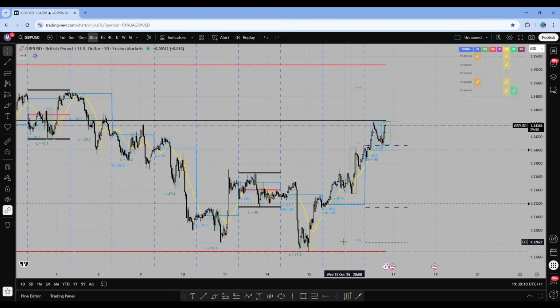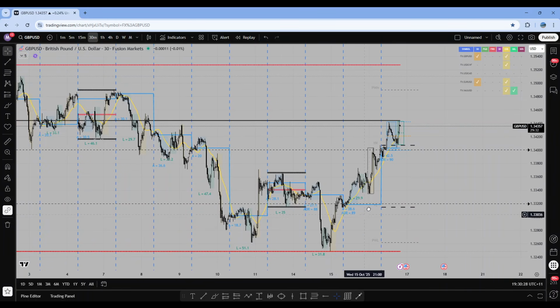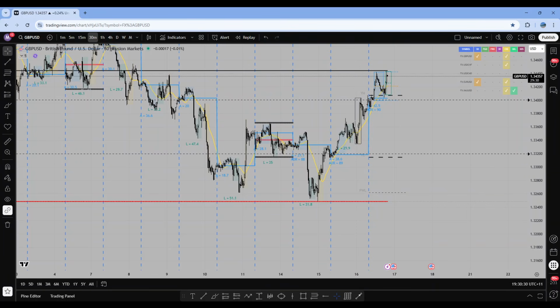In this video I'm going to show you how I caught a nice scalp on the British pound using the 3-day setup. As you can see here in our indicator on the top, we have GU as a 3-day setup and we also have GU as a closing breakout. So let me show what happens.